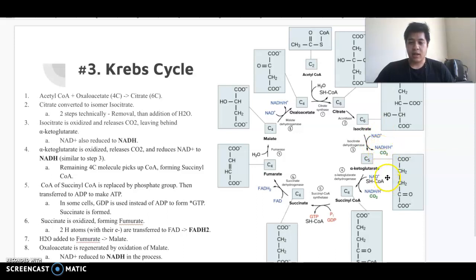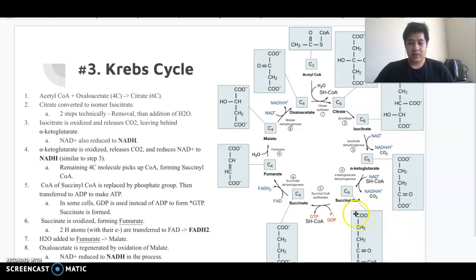In step 4, the alpha-ketoglutarate is oxidized, releases CO2, and reduces NAD+ to NADH. Again, very similar to step 3. The remaining 4-carbon molecule picks up CoA, forming succinyl-CoA, as you can see here.